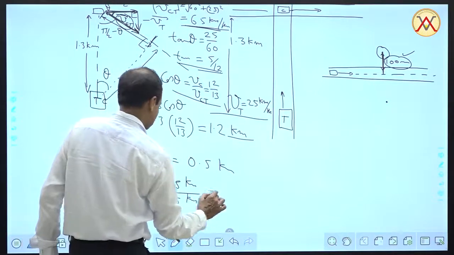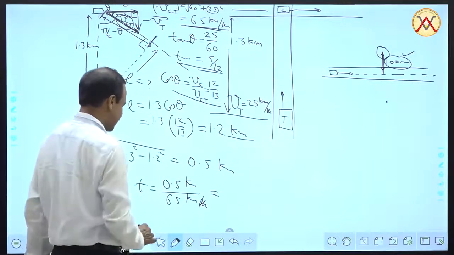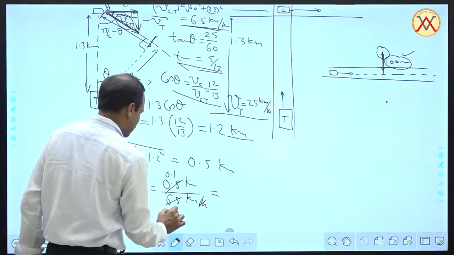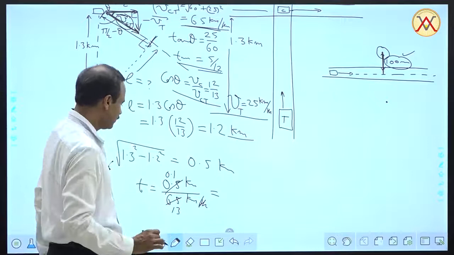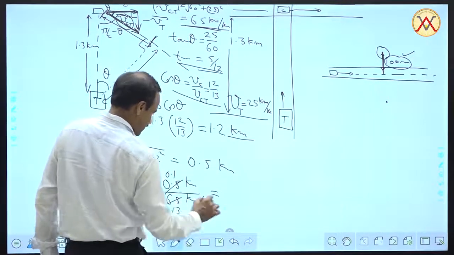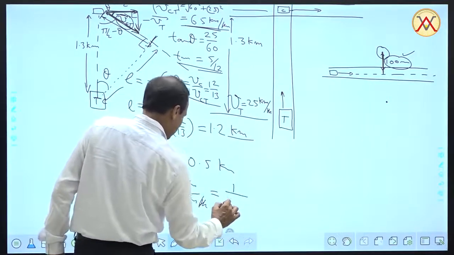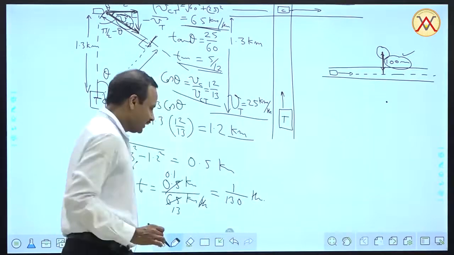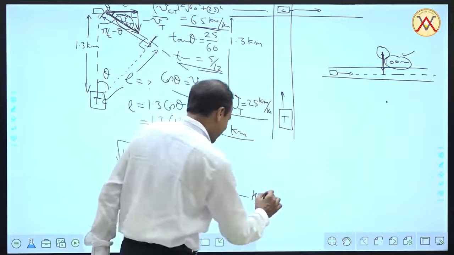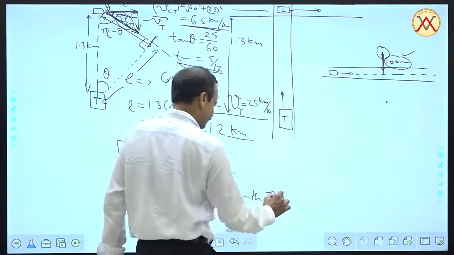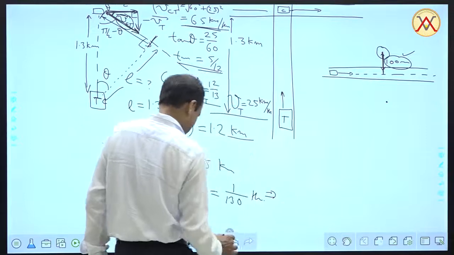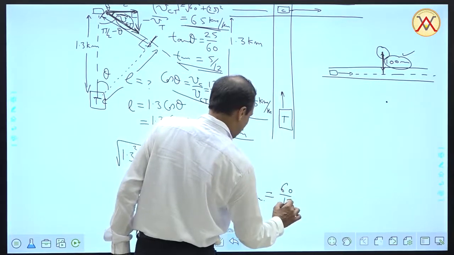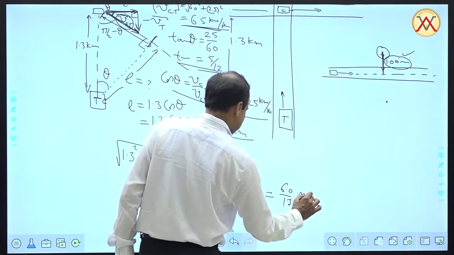It becomes how much? If I cancel it with 5, it is 0.1 upon 13, or you can say it is 1 upon 130 hours. Or in terms of minutes, it will become the same time. In terms of minutes, it will become 60 upon 130 minutes.